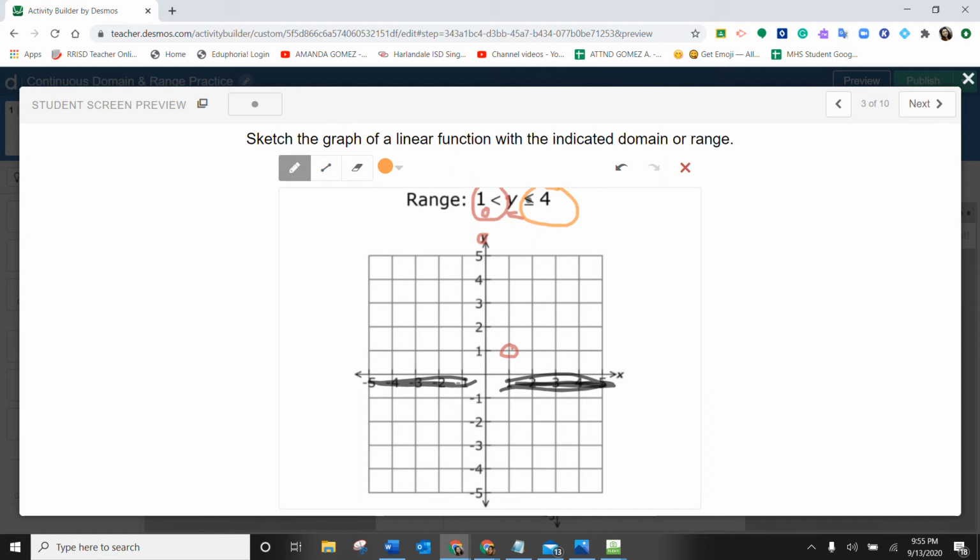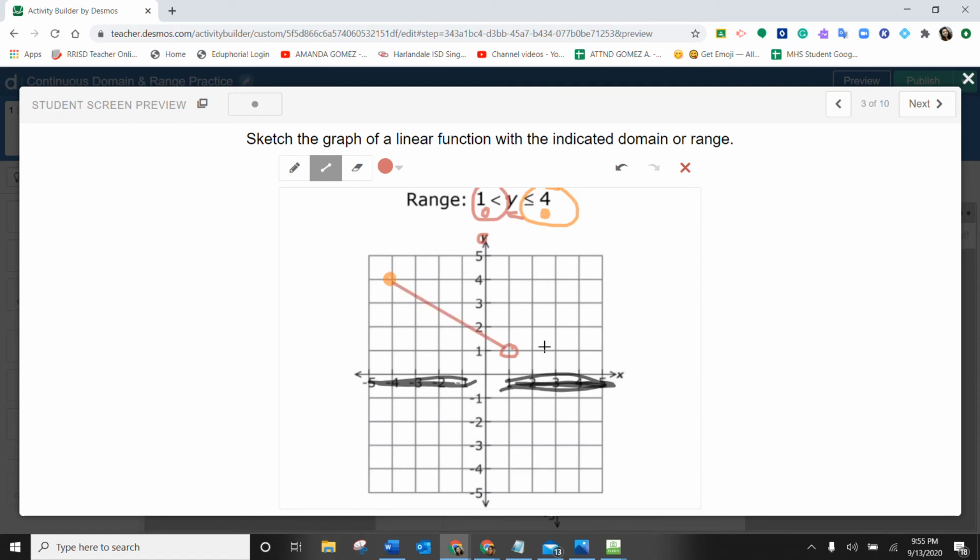This time I have y is less than or equal to 4. So that means that I need a solid dot at positive 4. Well, I already put this dot over here. I think it'd be kind of weird for really short. So how about let's put it over here. There we go. All right. And let's connect them up with a line.